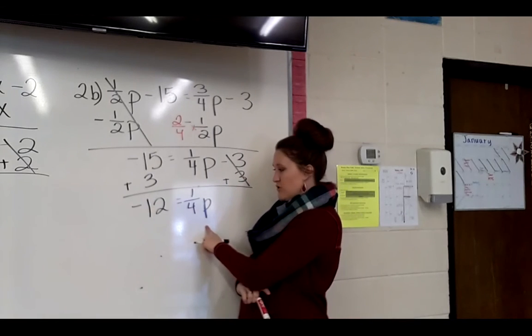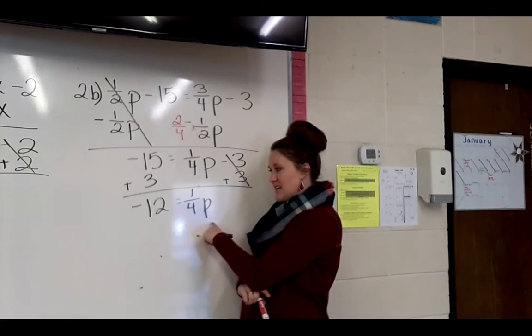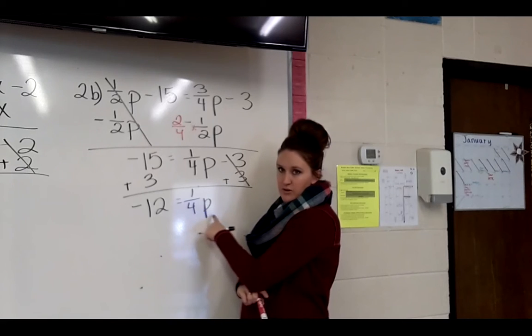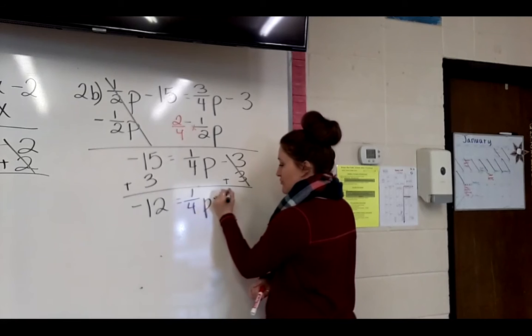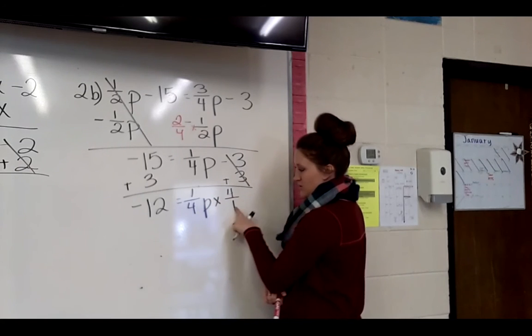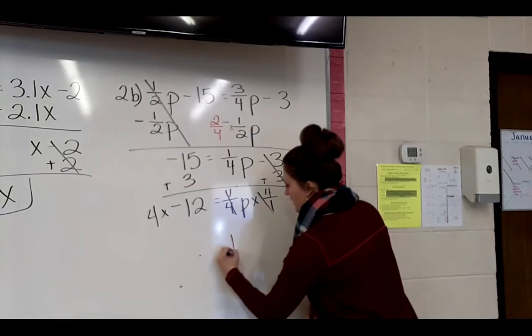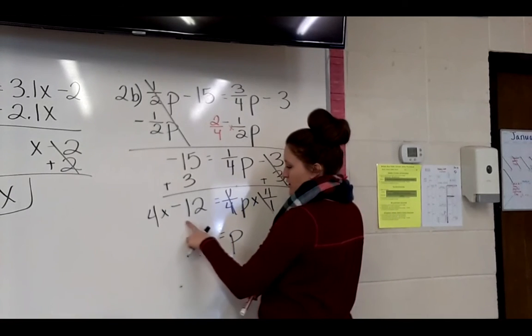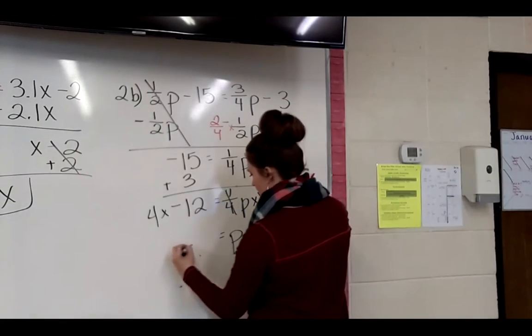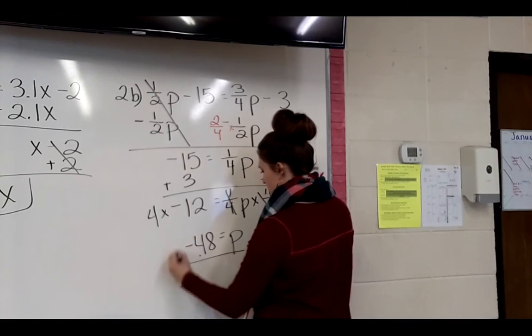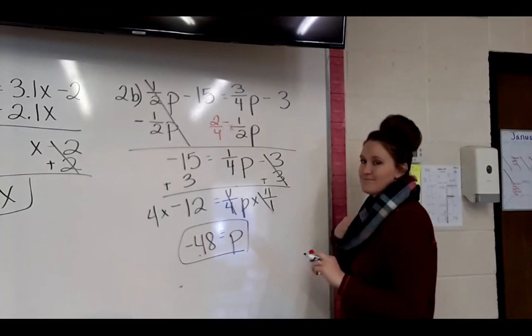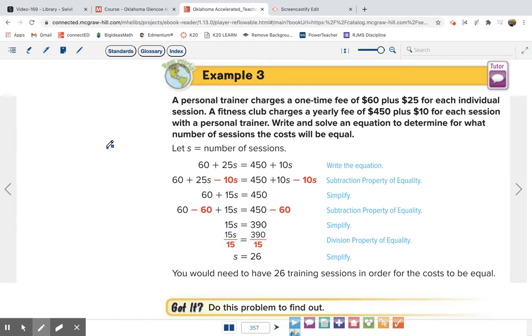Now, this is 1/4 times p. I want the p to stay there and just get rid of the 1/4. They're being multiplied, so we would divide, but it's a fraction. So we flip and multiply on both sides of the equal sign. 4 over 1 is really just 4. So that cancels on that side. So I have 4 times negative 12. Negative 48 is p.